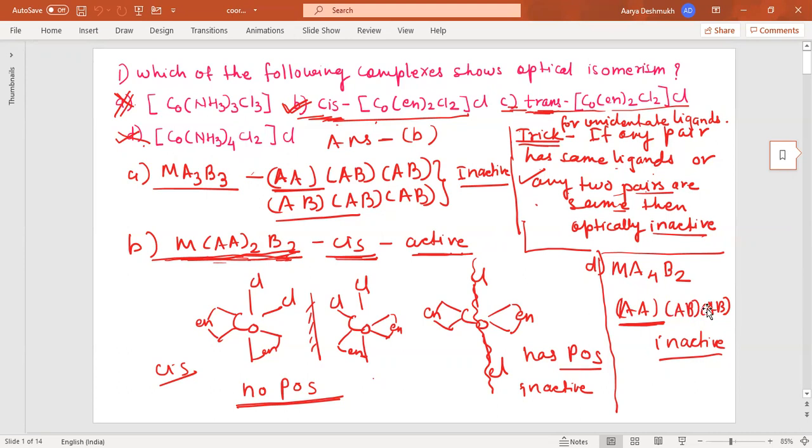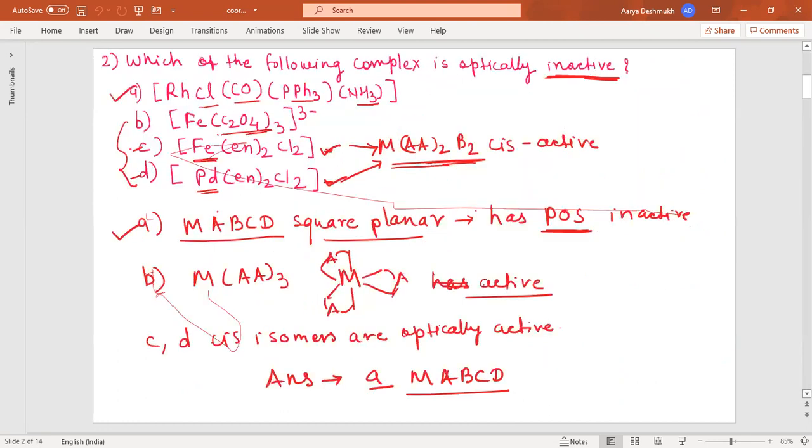So again, the possible combination is AA, AB, and AB. So it has the same ligand, so obviously this will be optically inactive. Okay. So we can be very sure that this is the answer, that is, the M(AA)2B2 type cis isomer is optically active here. So the answer for this particular question is answer B. Or another way you can remember it is that for this type of complex, the cis isomer is optically active. Now the next question, we'll go for the next one.